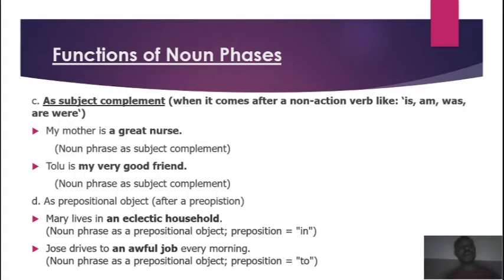Now, the next is as prepositional object, and this is when it comes after a preposition. You must know your examples of prepositions such as to, in, from, and the rest of them. Let's look at the examples quickly. Mary lives in an electric household. An electric household is an object. What is the preposition that noun phrase comes after? In. Instead of saying "Mary lives in," we need an object for the preposition to complete it. So it's object of the preposition in. Again, look at: Joe drives to an awful job. An awful job, coming after what?